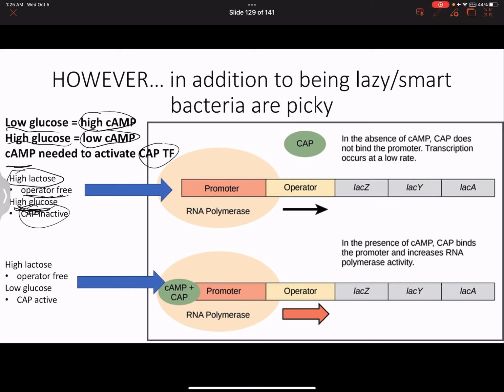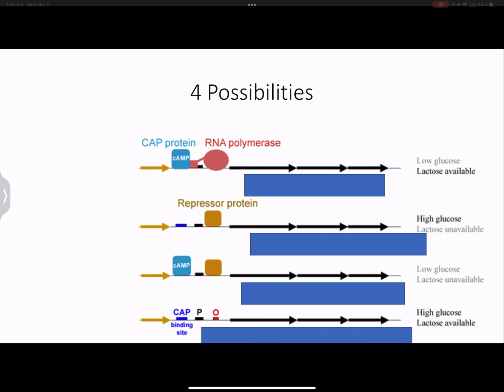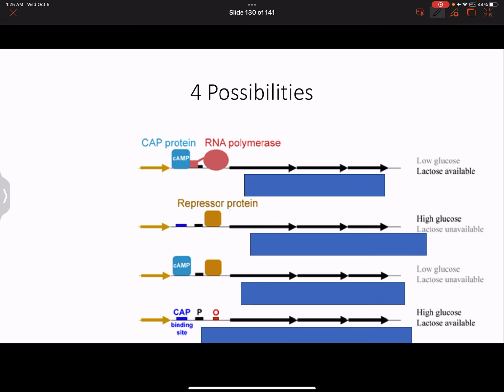On the other hand, if we look at this, high lactose, the operator is free. Low glucose means high cAMP, which means CAP is active. We can have transcription, and it will happen quite quickly because of the CAP protein. So four possibilities here. Just think about the economics, and then we can think about what's actually going on with the molecules.